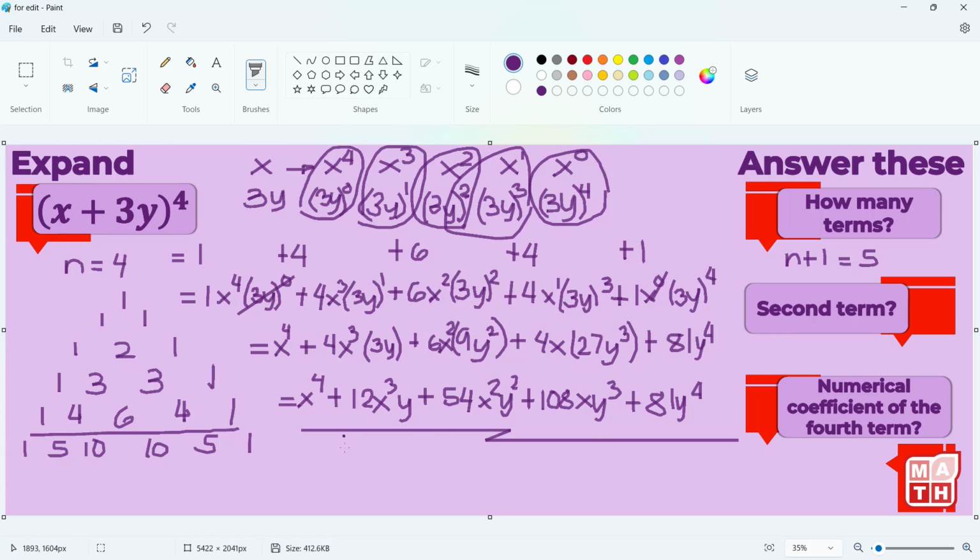What is the second term? It should be the entire term. The second term is 12x cubed y. And the numerical coefficient of the fourth term is not 4 as mentioned. It's the numerical coefficient of this term. So it's 108. This is why it's very important to enclose these terms with parentheses because it has a numerical coefficient aside from 1. So this is the expanded form of our given, and this is the final result together with the correct answers here.